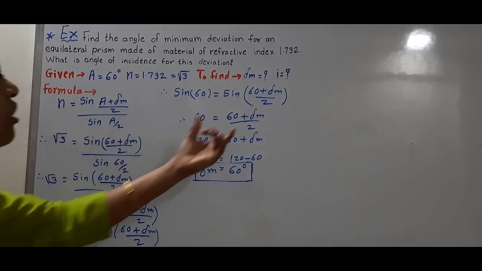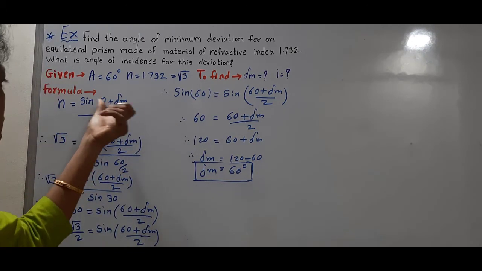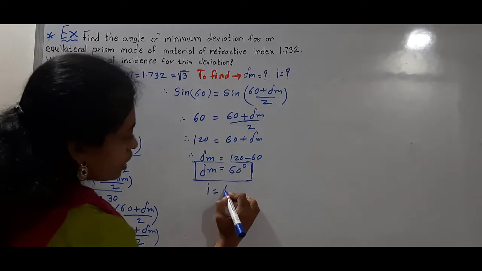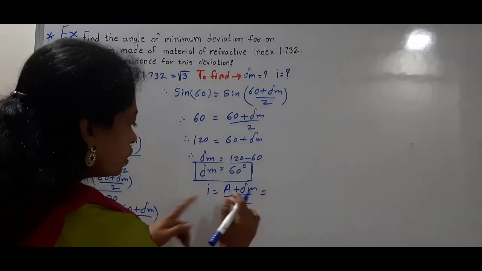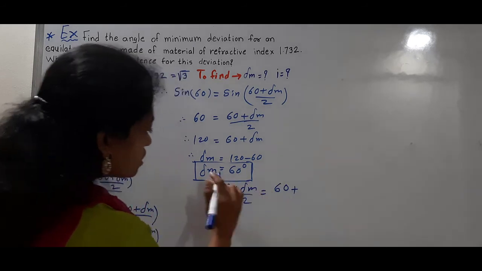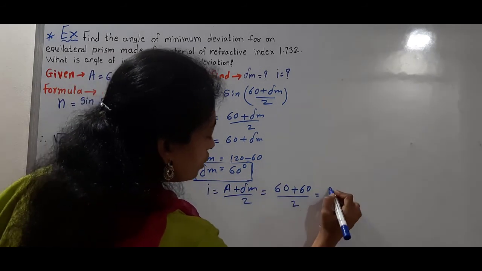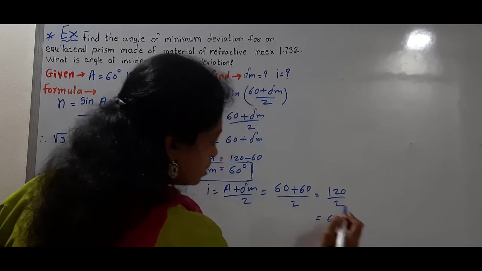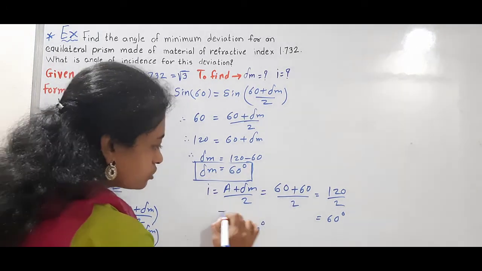Again, we know that sine of (A plus delta m) upon 2 means this is sine i. Therefore, we will write i is equal to (A plus delta m) divided by 2. Put your value of A. What is the value of A? 60 plus delta m is also 60, upon 2. You will get here 120 divided by 2, that is equal to 60 degree. This value of i, you will get 60 degree.